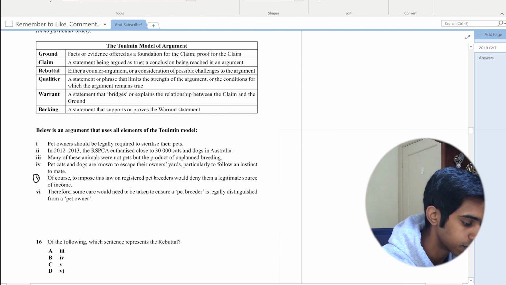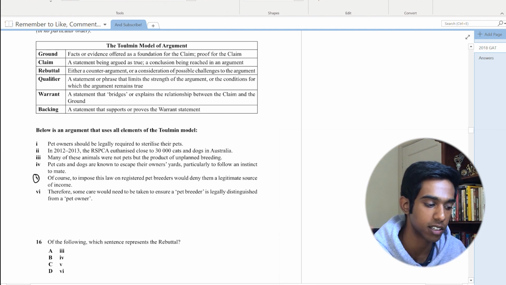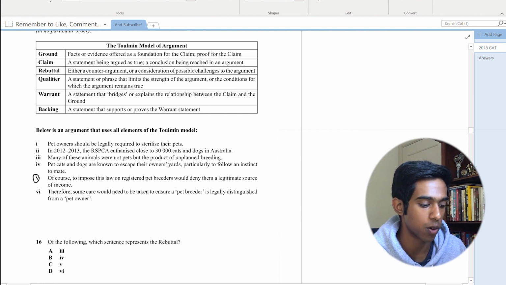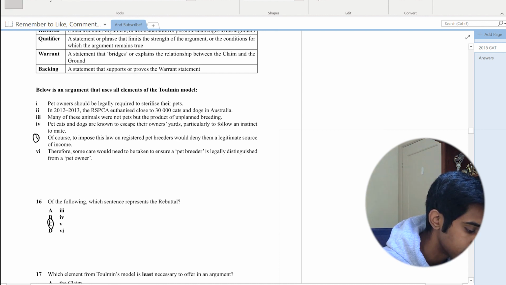So this one, V, looking at the rebuttal, this is the first sentence that actually considers what might be a difficulty. So they say, oh, if we impose this law on registered pet breeders, they might struggle. So 5 would be the first sentence of rebuttal.